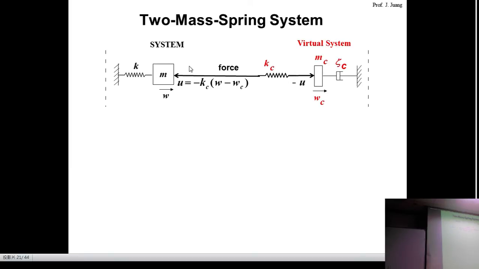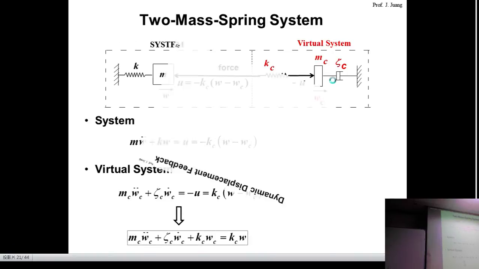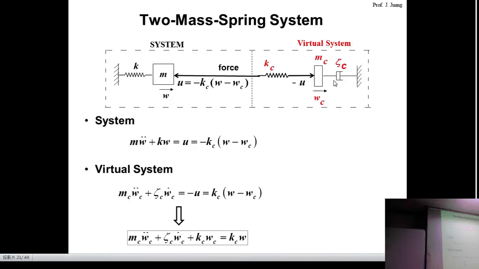This will produce a force like this, and this goes through this KC. So the other side of KC is minus U. So this piece I replace by an active feedback. This is passive, and I replace it with active feedback. That's what I'm talking about. All right. And this I call the virtual system, the system that the computer is computing.